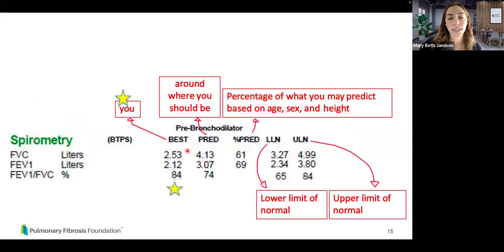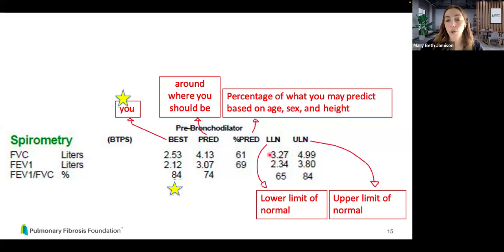So in your best section, this is what you're doing. This is your pulmonary function test for that specific day that you did the pulmonary function test. So for this FVC maneuver, this person had 2.53. This is what you did. And then your predicted, that "pred" means predicted. So this is around where you should be. They get this predicted number based on this lower limit and the upper limit of normal.